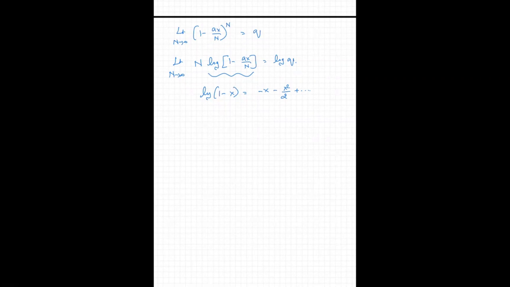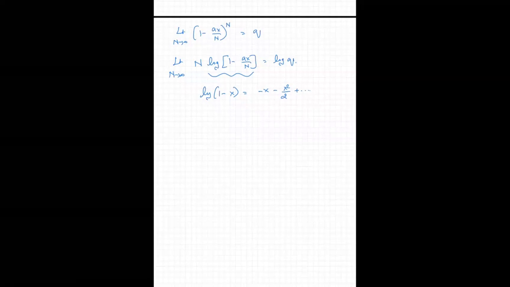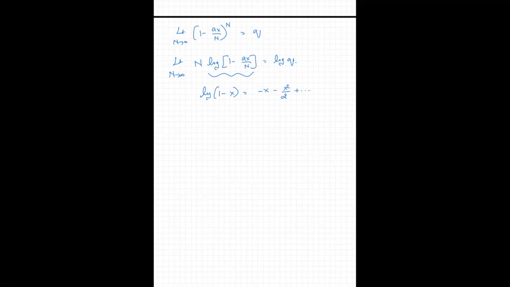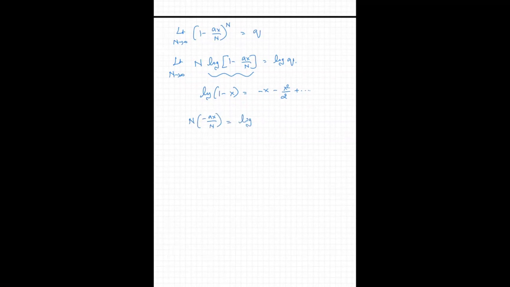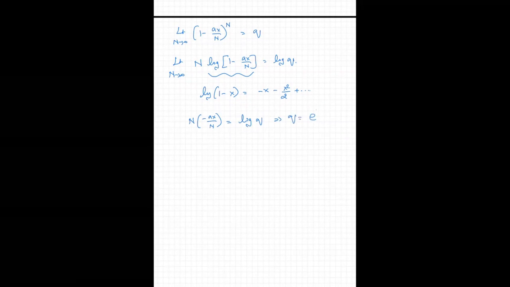If I look at the second order term, it will be a square x square over n square, and this multiplies the n outside, so the second term goes as 1 over n. Since n is very large, I can safely neglect the higher order terms and simply write the first order term, which is n independent. So this expansion would simply be equal to n times minus ax over n equals log q, which tells me that q is just e to the minus ax. So that's a very simple way of understanding what the finite translation is.